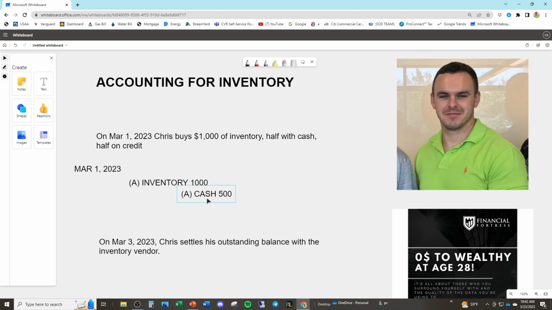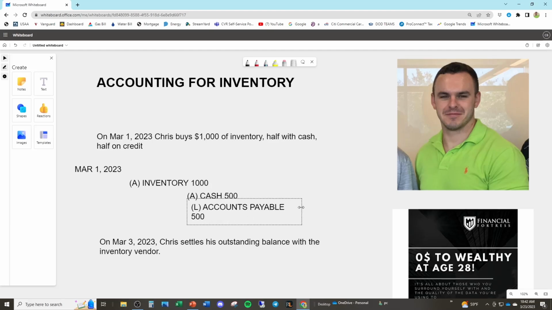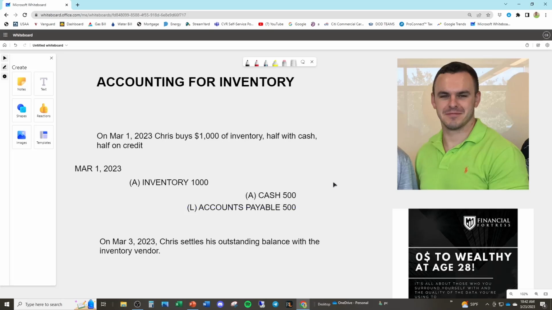Why? Because cash is leaving our business. Cash is an asset. To decrease an asset, we have to credit it. What about credit? Well, accounts payable is a liability. To increase a liability, because now we owe money, we credit that liability for $500. And there we have our first journal entry. Inventory 1,000, cash 500, accounts payable 500.